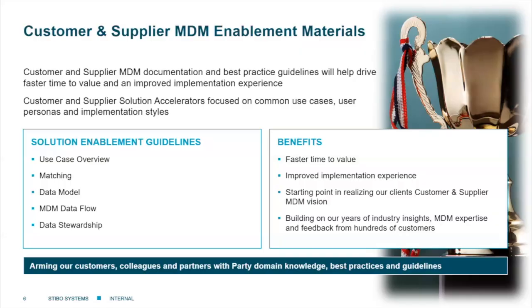On the other hand, accelerator configurations are initial setups focused on common use cases, user personas, and implementation styles. These accelerators act as a starting point, demonstrating best practices and providing a foundation for new implementations. They include configurations for consolidation and coexistence, central onboarding, supplier self-service, and data model support for SAP Business Partners. By leveraging both the enablement guidelines and the accelerator configurations, we ensure that our customer and supplier data solutions are robust, scalable, and tailored to meet the needs of our clients.